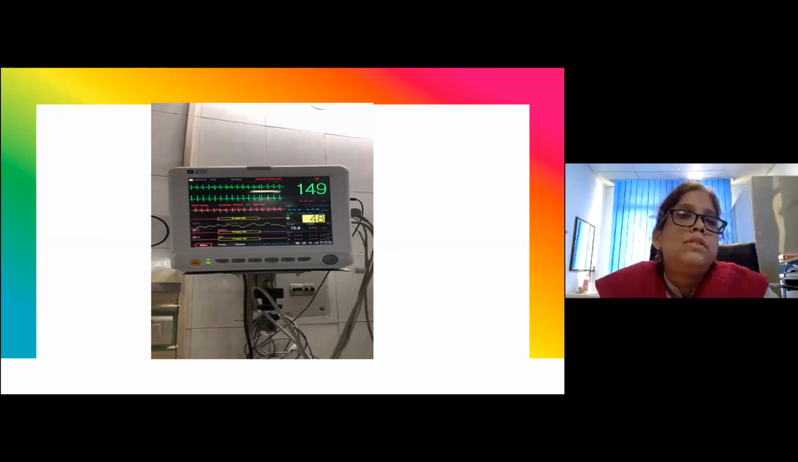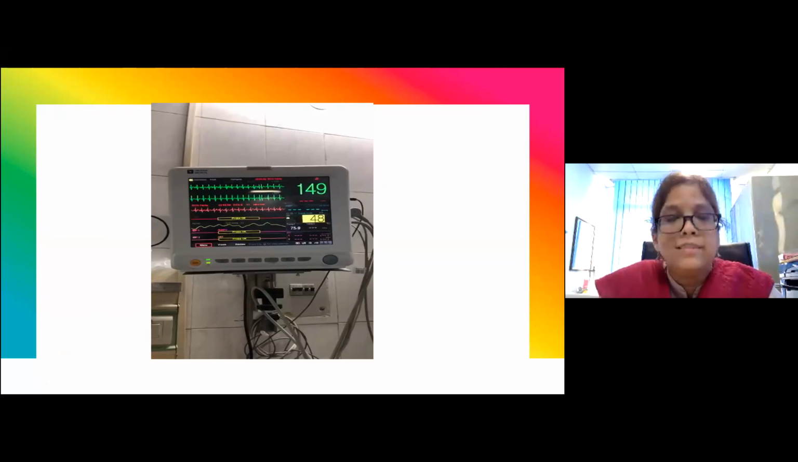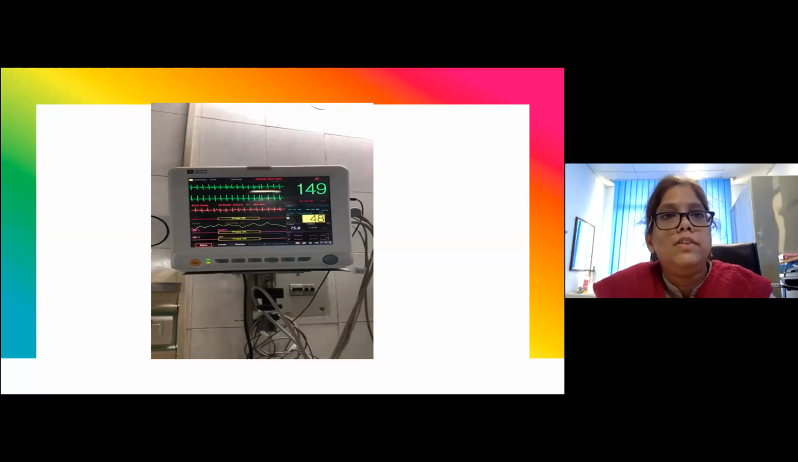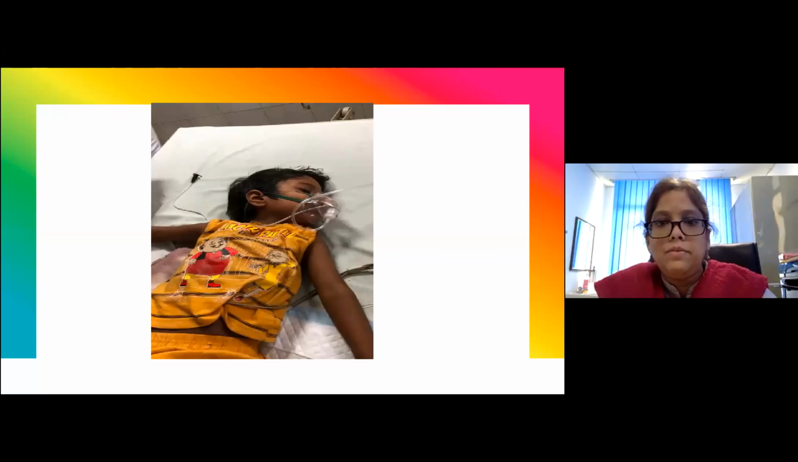So at least two systems are problematic here. So obviously this child is unstable, but the situation is not life-threatening. That means she might be unresponsive, but she's breathing. She's not. So both these two things have to be there: unresponsive and not breathing. Then it becomes a life-threatening situation. Then we'll have to start the CPR.